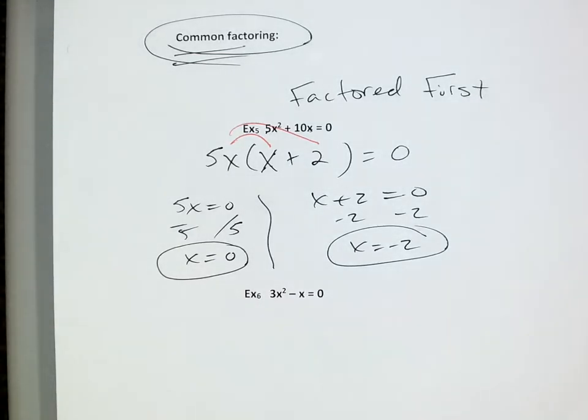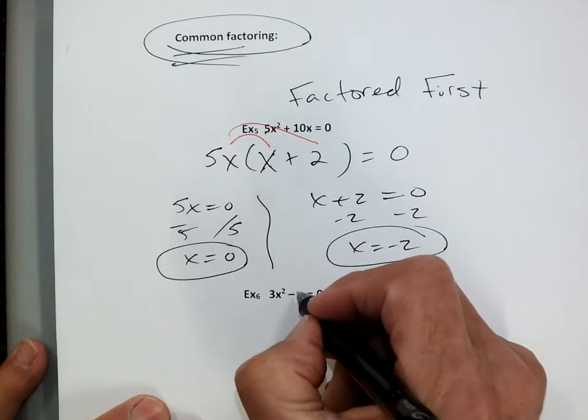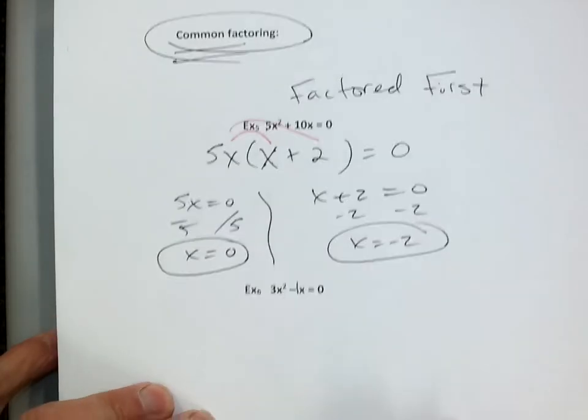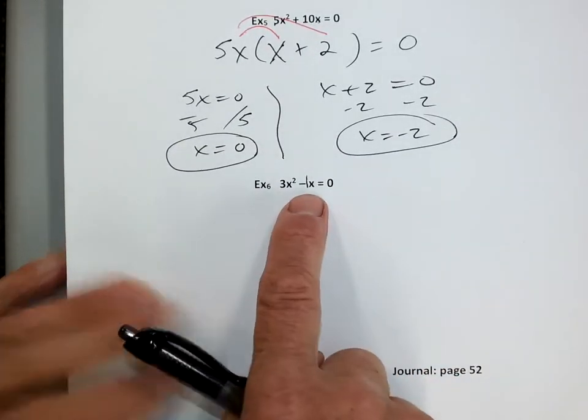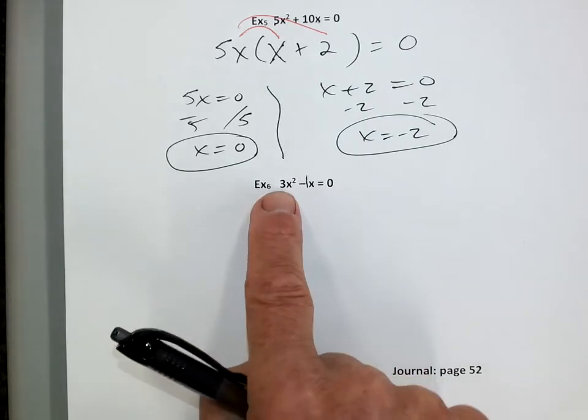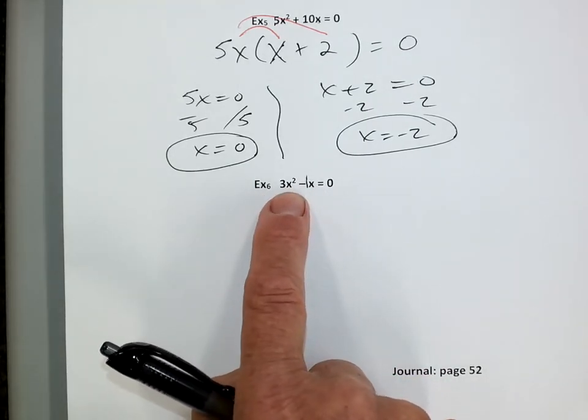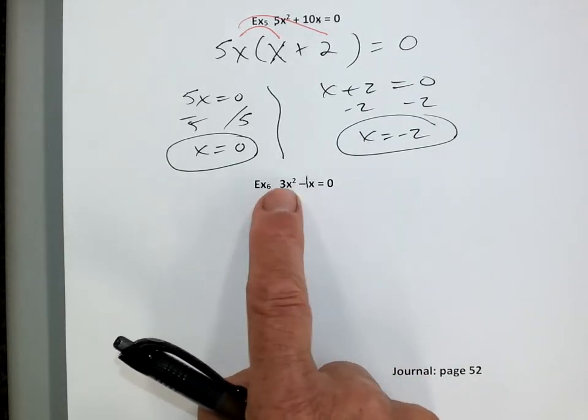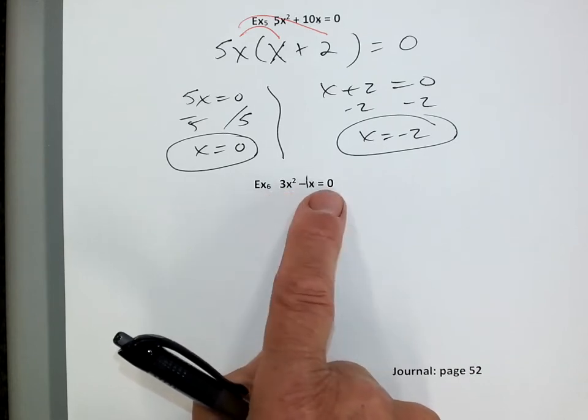All right, last problem, number 6. I need to put a 1 here. There's an invisible 1. It's really going to help me a lot. So put an invisible 1 right there. And then I look at these two and think, okay, what do they have in common? Well, they don't have a number in common. There's no multiple in common at all. But they both have at least an x in common.